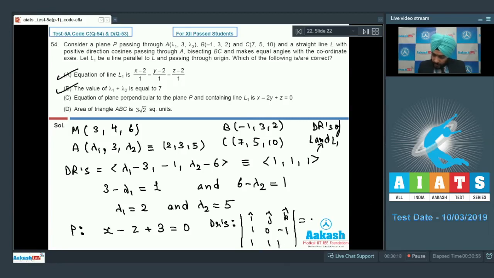This comes out to be i minus 2j plus k. So yes, this is the normal vector of the plane, and the plane is passing through the origin as it is containing line L1. So we have x minus 2y plus z equals 0 as the correct answer.